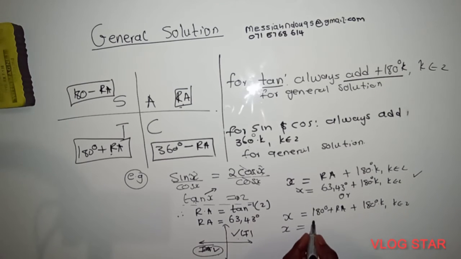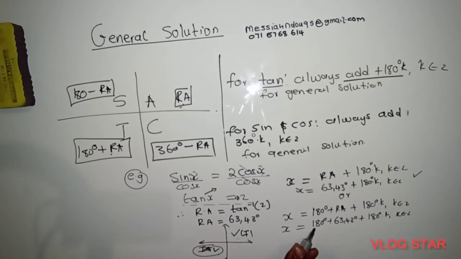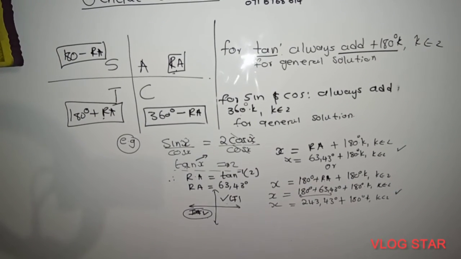So now after that, you have to substitute the reference angle as 63.4 degrees plus 180 degrees.k. You can get the actual size of this sum of 180 plus 63.43, which is going to give us 243.43 degrees plus 180 degrees.k. This is another solution. So this is how, guys, we solve the general solution in detail.